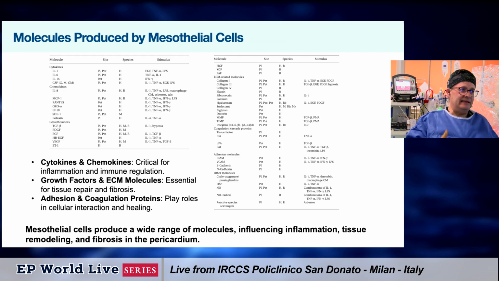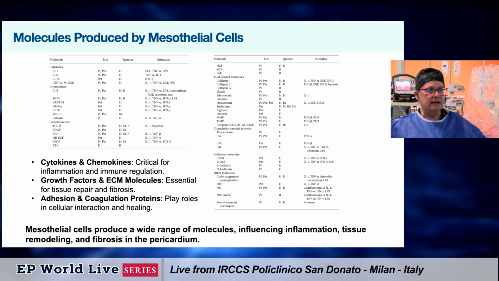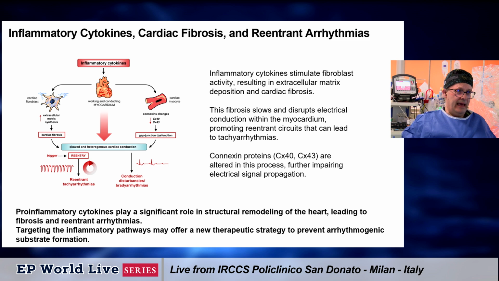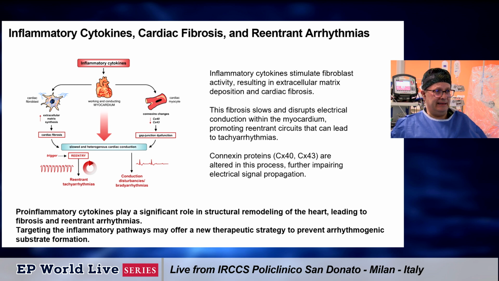Right? And this is just a representation of the molecules produced by these mesothelial cells and by these immune cells. You see, they produce a wide range of molecules influencing the inflammation, tissue remodeling, and fibrosis in the pericardium. All these cells, in combination with the immune cells, can create the substrate of sudden death. Right? And this is the typical mechanism of pro-inflammatory cytokines inducing significant structural remodeling in the heart. And this mechanism is not only responsible for the substrate in cardiogenetic disease, but also in the majority of cardiomyopathy and ischemic heart disease.